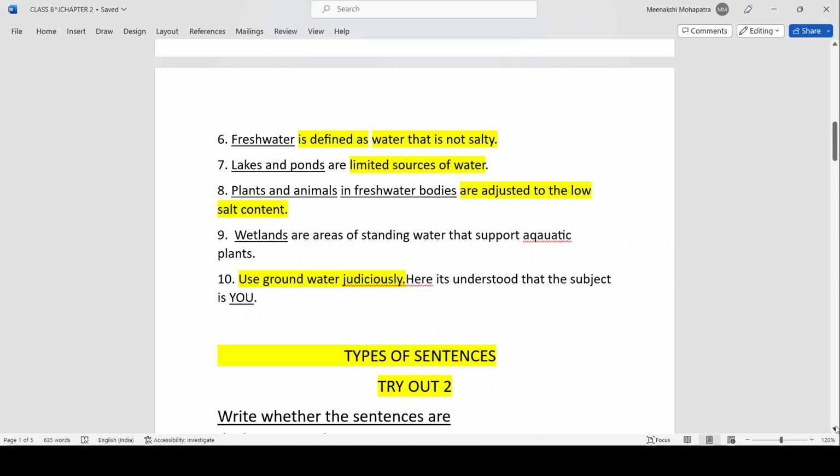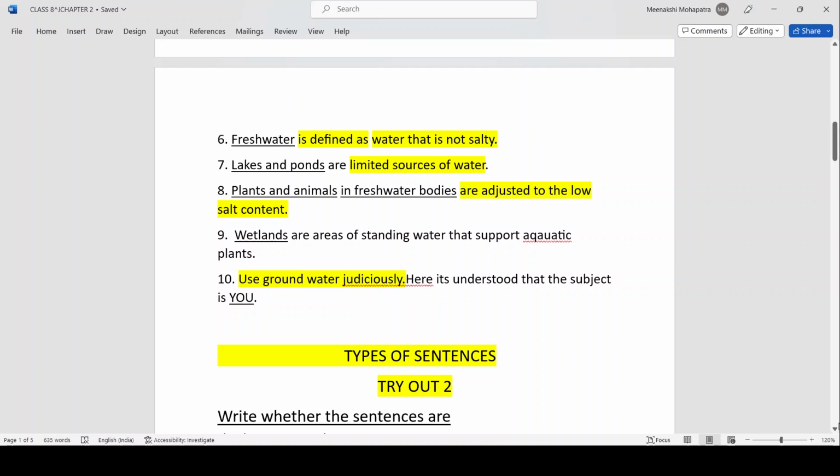Number 10. Use groundwater judiciously. Now here children, you have to keep in mind, use groundwater judiciously means I am talking to you. So you are the subject. So it is understood that the subject is you. It need not be mentioned. So use groundwater judiciously is the predicate.